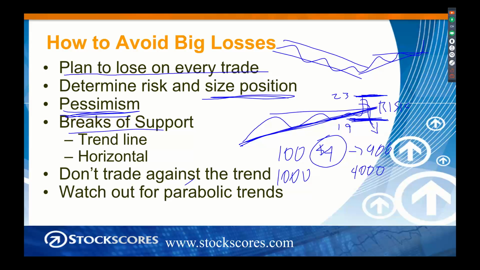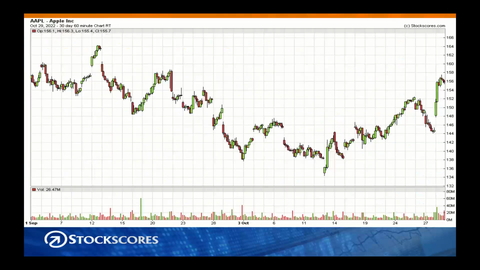Don't trade against the trend. That really comes back to not fighting pessimism. And this is one that a lot of people don't get. They buy parabolic trends. Buying parabolic trends is dangerous because price almost always comes back to the trend line. Let's look at some examples.